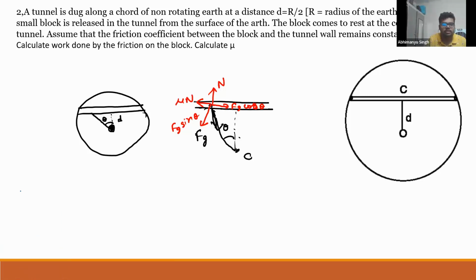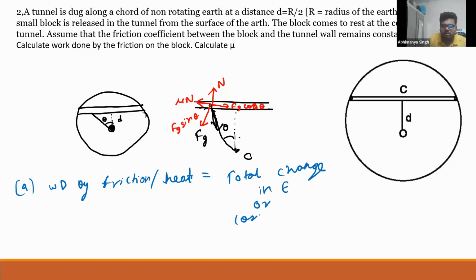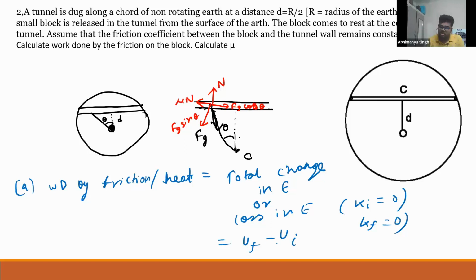Let us calculate the work done by friction. So what is work done by friction or heat raised? They can ask in two ways: work done by friction or heat. It is nothing but the total change in energy or the loss in energy. In this case, as K initial is 0, as it is released from rest, and K final is 0, it is nothing but U final minus U initial. I'm just talking about the modulus. It will obviously be negative.